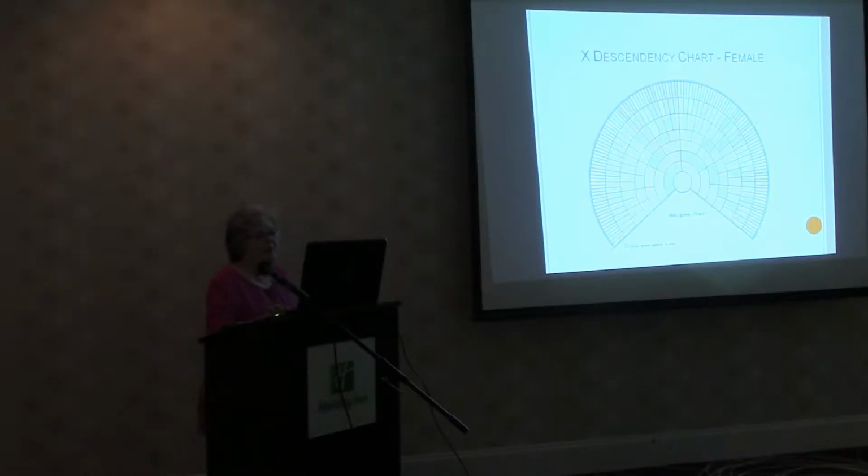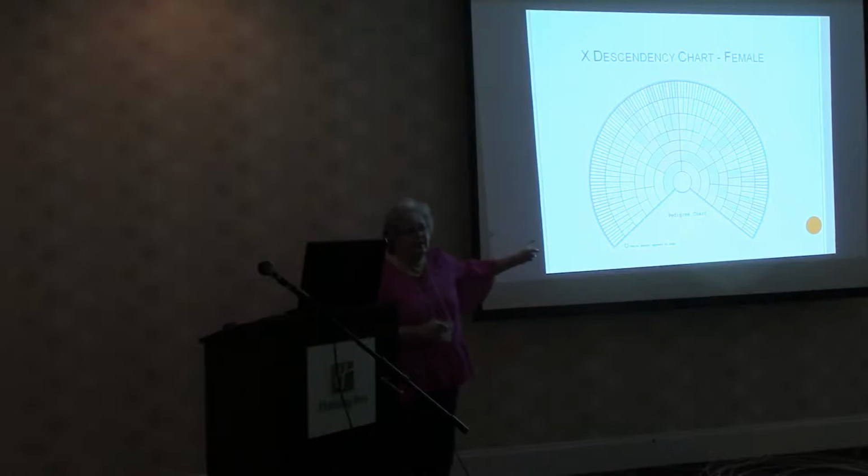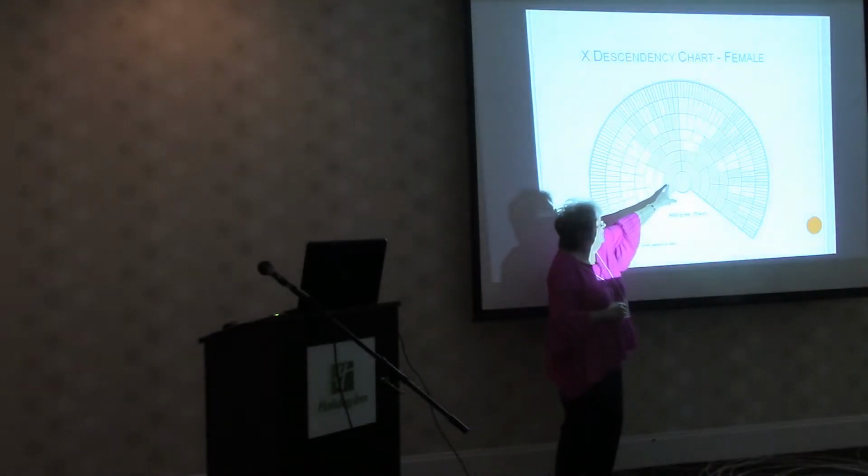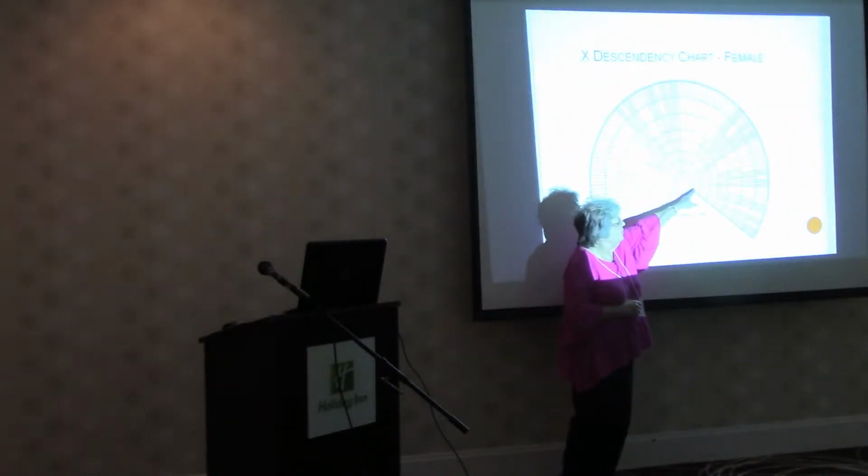So, what does that mean for you? Well, that means that you need to get an X descendancy chart. There are two versions, one for male and one for female, because you get your X from different people. This is a female because she gets her DNA from this side, her father and her mother.